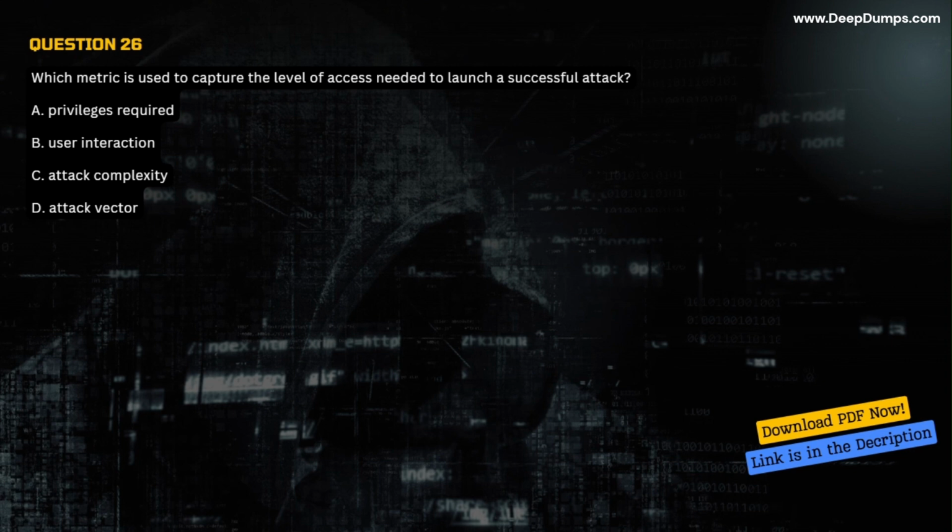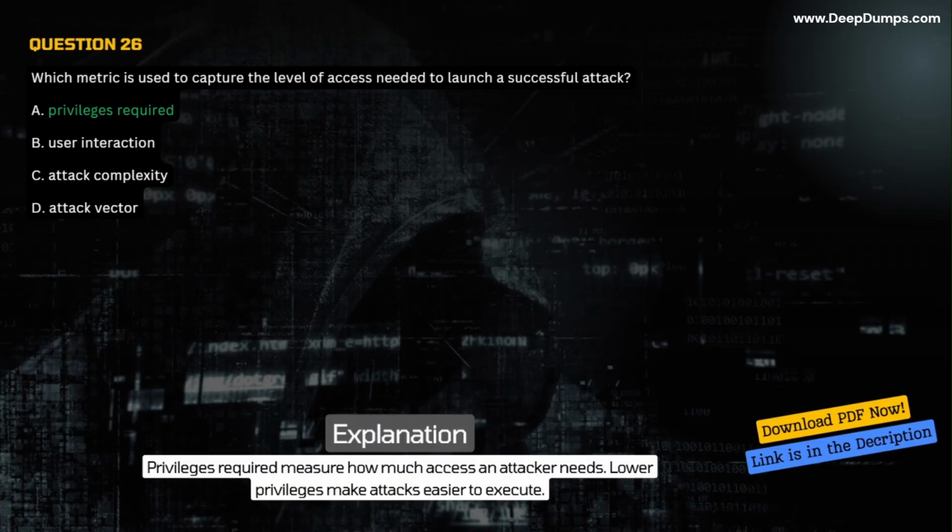Question 26. Which metric is used to capture the level of access needed to launch a successful attack? A. Privileges required. B. User interaction. C. Attack complexity. D. Attack vector. Correct answer A. Privileges required. Explanation. Privileges required measure how much access an attacker needs. Lower privileges make attacks easier to execute.